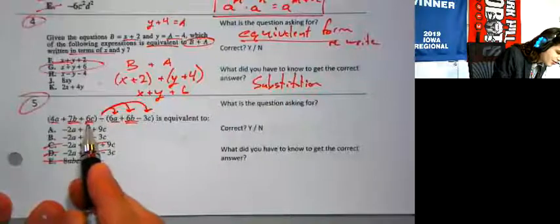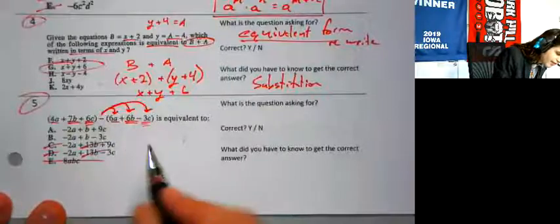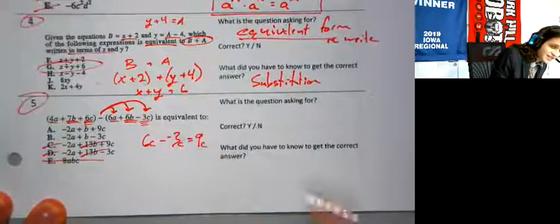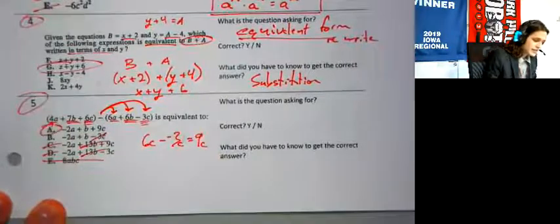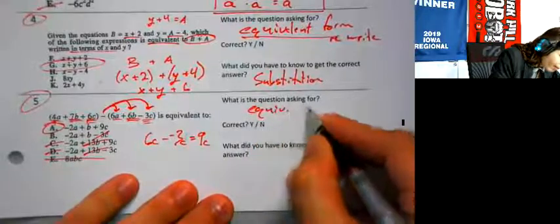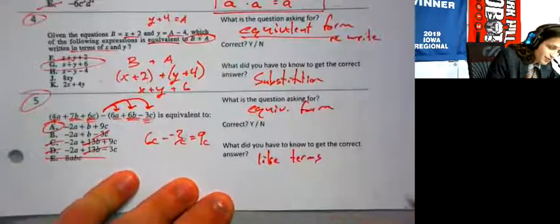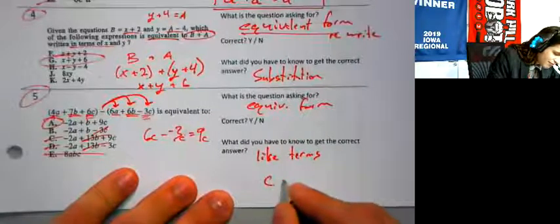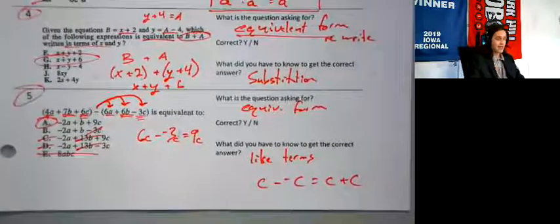6c, I'm going to put 3 lines under a c. 6c minus 3c, 1, 2, 3. Oh, minus negative. 6c minus negative 3c, that's 9c. Minus a negative is plus. Answer here is A. What do we have to know? Again, it was asking for another equivalent form. We have to know like terms, and we have to know that c minus negative c is c plus c. Subtracting a negative is adding.